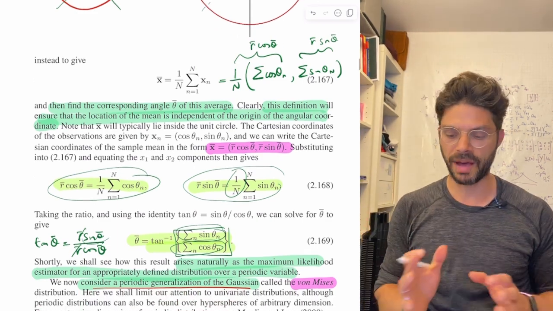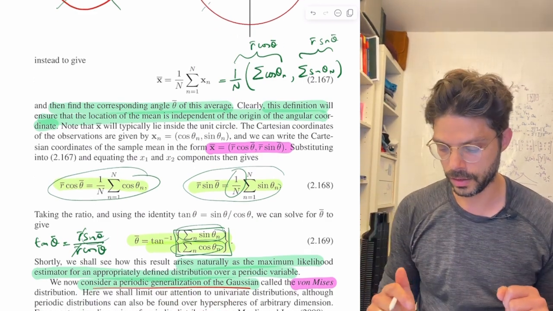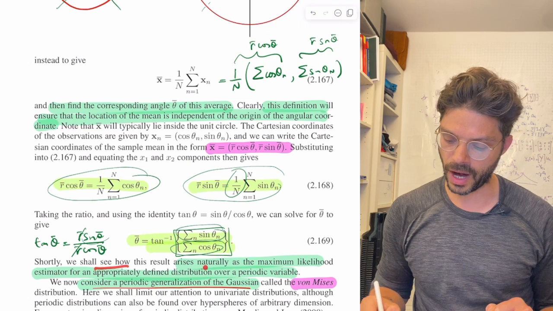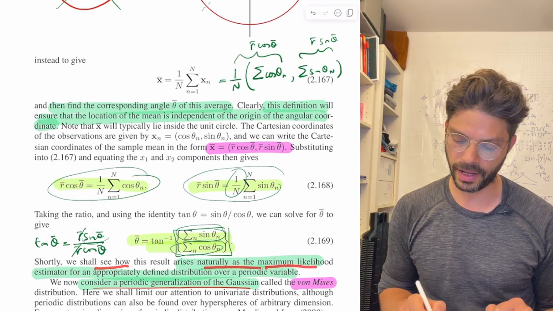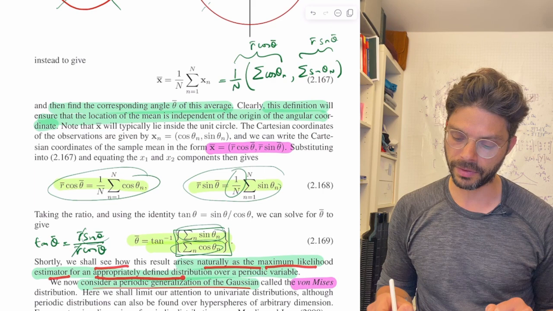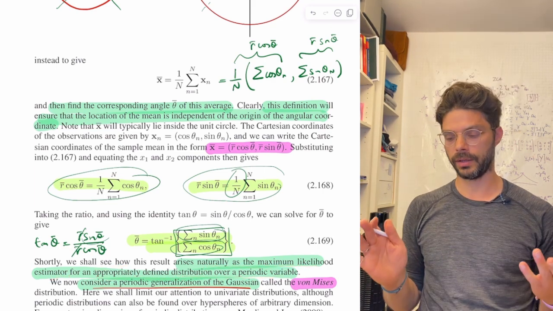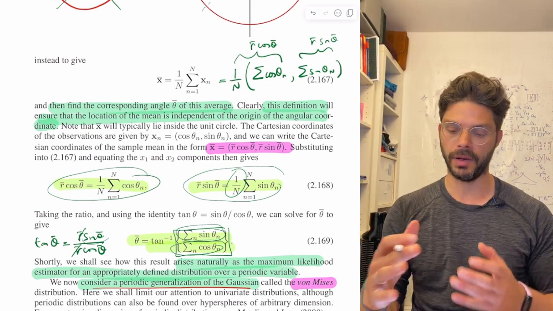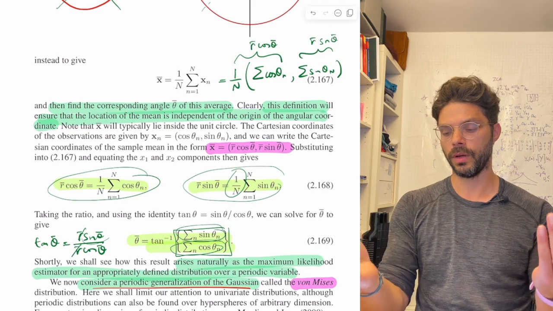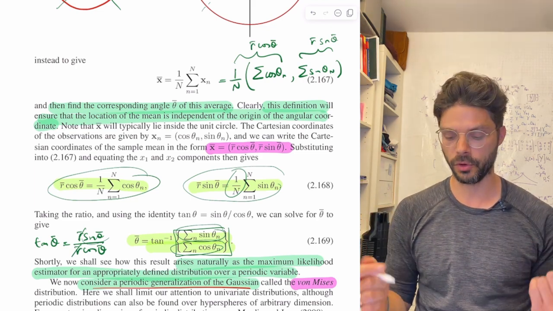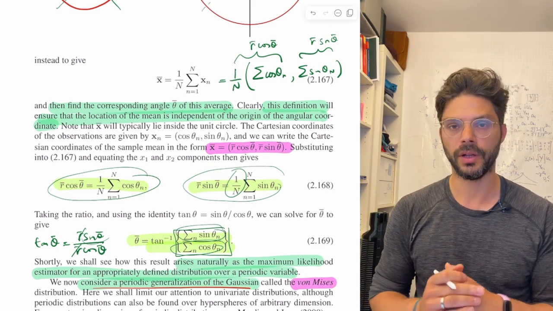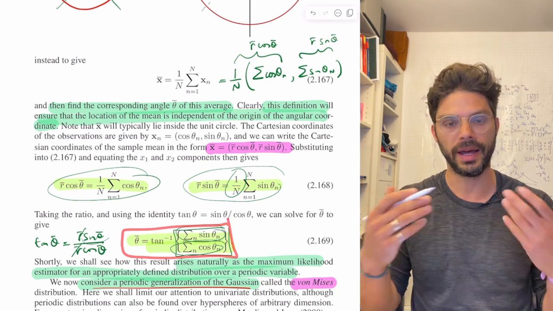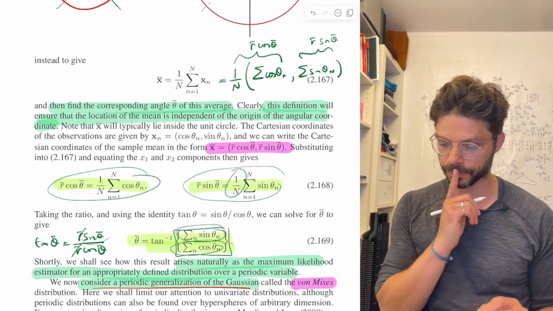So we haven't really put any probabilities on this, and that's what we're going to do now. It says, shortly we will see how this result arises naturally as the maximum likelihood estimator for an appropriately defined distribution over a periodic variable. Right now we've done things in an intuitive way. We're now going to think about how to put probability distributions on the circle, and then we'll see that this quantity will just emerge as a maximum likelihood estimate related to that.